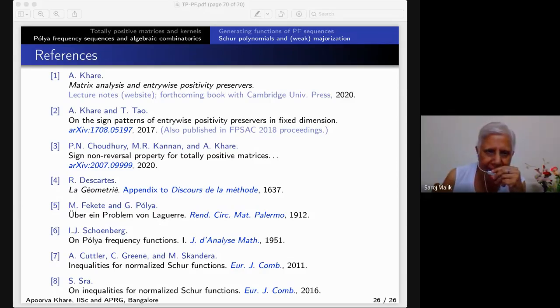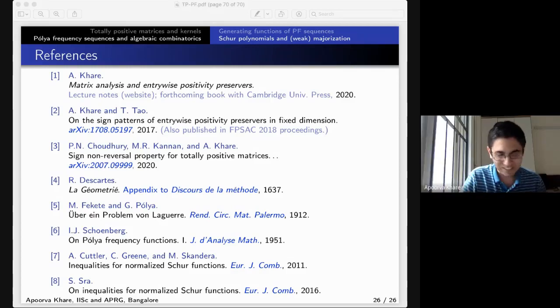Hello. Apoorva, it was a beautiful talk. I would love to see your book, because some of the things look familiar, although I don't work in this kind of area. But it's a beautiful talk. Let me tell you, I would love to see your book. It's so beautiful that I have very much fallen in love with this subject recently.